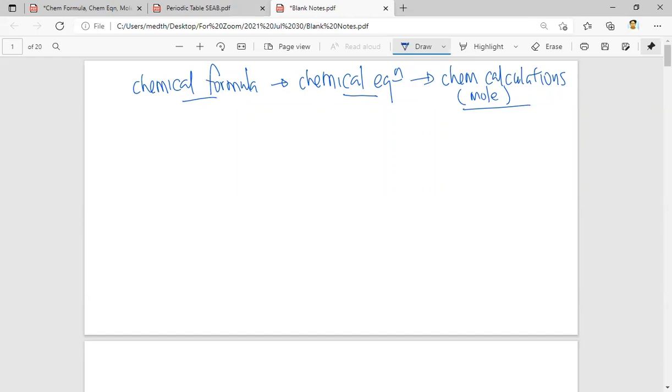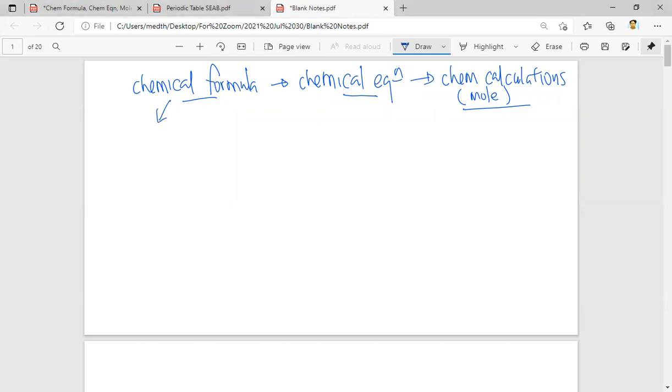Why is it in this sequence? It's really because for us to know how to do chemical calculations, you really need to know what chemical equations really mean. Once you know what the chemical equation means, this really is built upon the basis of knowing what the chemical formulas are. So this is what we're going through today.